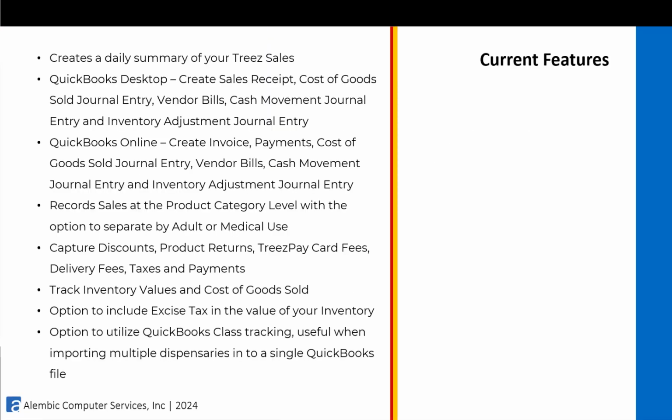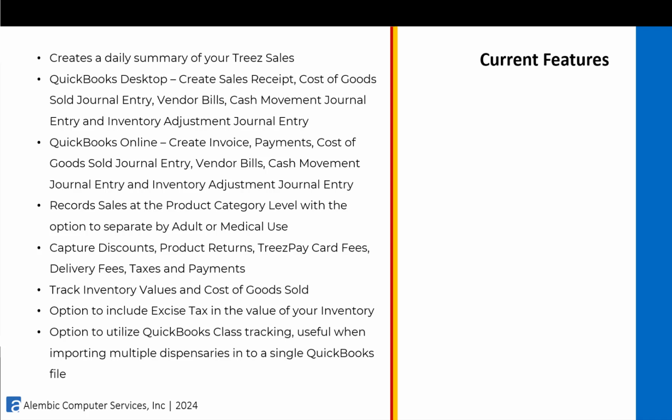Current features within the connector, again, we are creating that daily summary of activity. We're not bringing over a transaction for each and every individual sale. It is a daily sales summary, except again for those purchase orders. In QuickBooks Desktop, we're creating a sales receipt for capturing your sales and the payments, the different payment types that were received by the customer. So it could be cash, Treez Pay, cashless ATM, whichever payment methods you're using, you get to map.